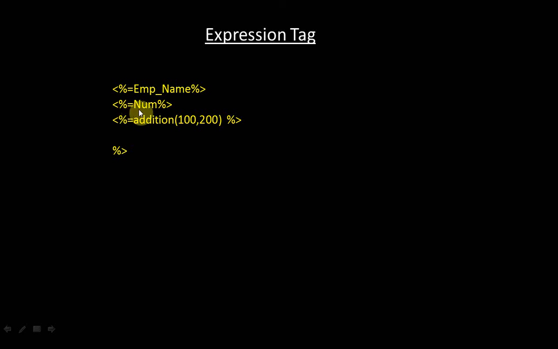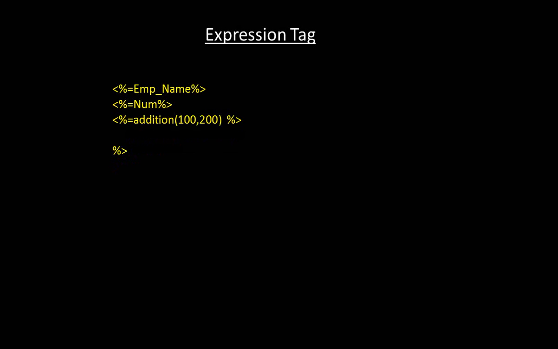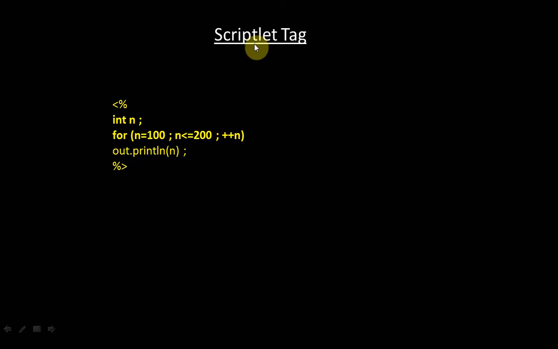So percentile is equal to angular bracket starts, percentile is equal to name of the variable, or you can call a function also, and then you will close it with your percentile greater than symbol, that is closing angular bracket. Okay, so here I am calling the function addition 100 comma 200. These are the passing arguments, and it again starts with angular bracket, percentile is equal to, and it gets closed here, right? So next we come to scriptlet tag.